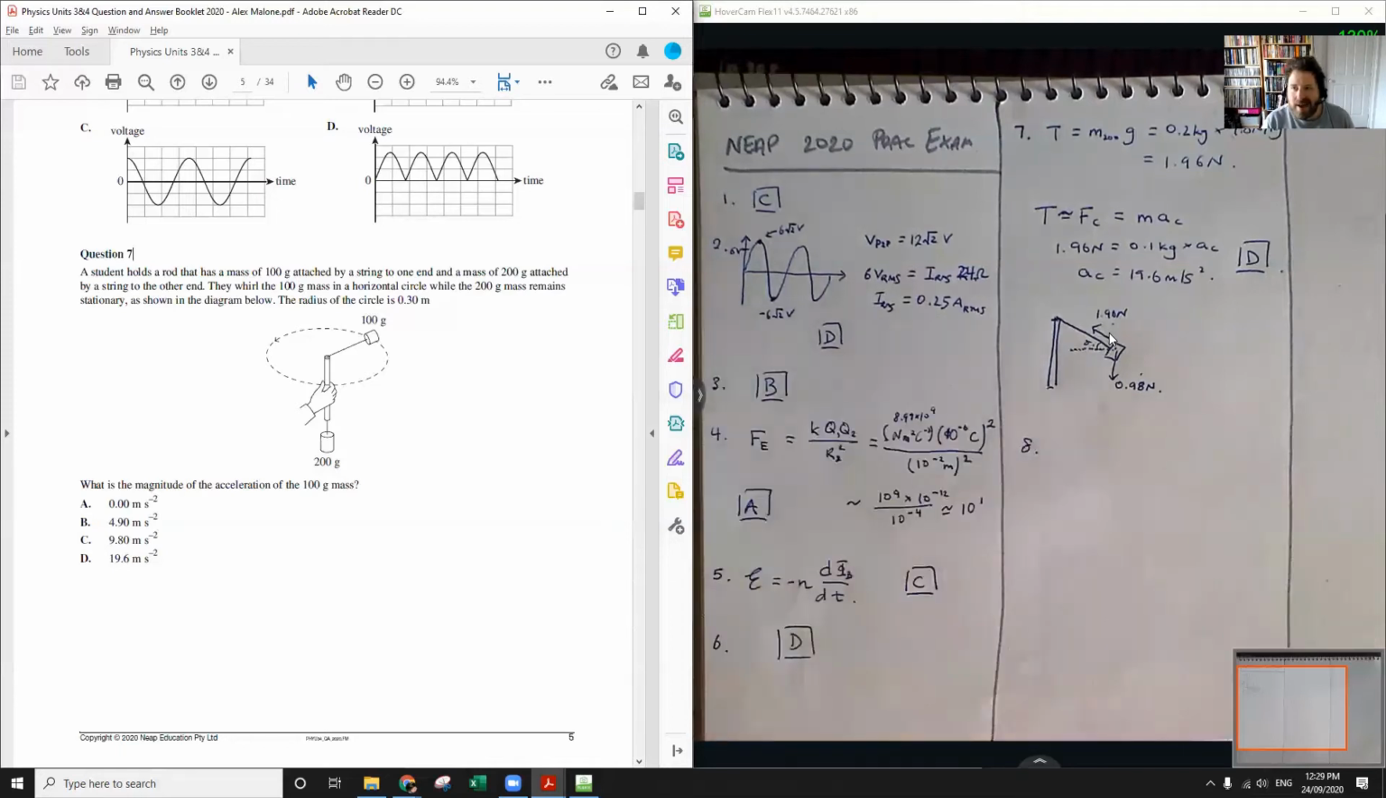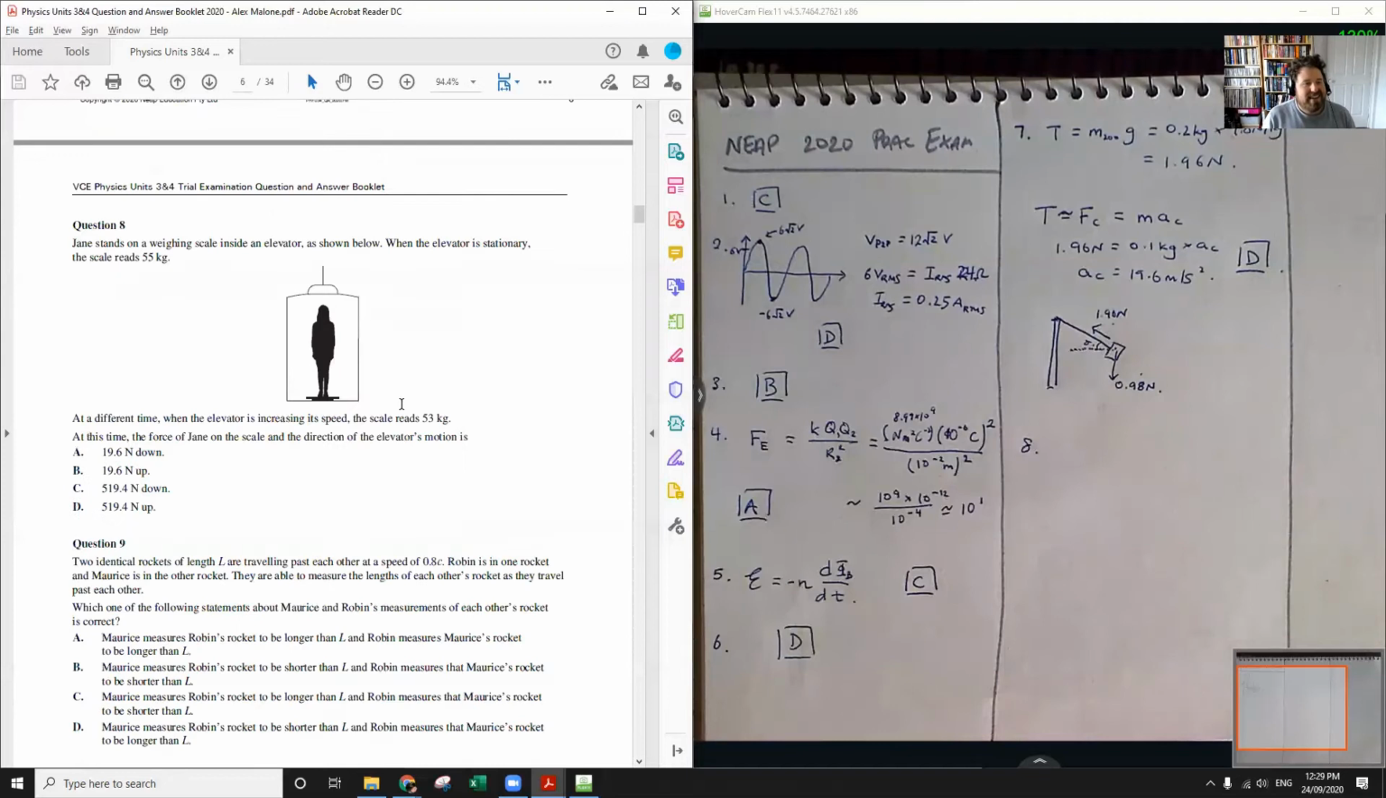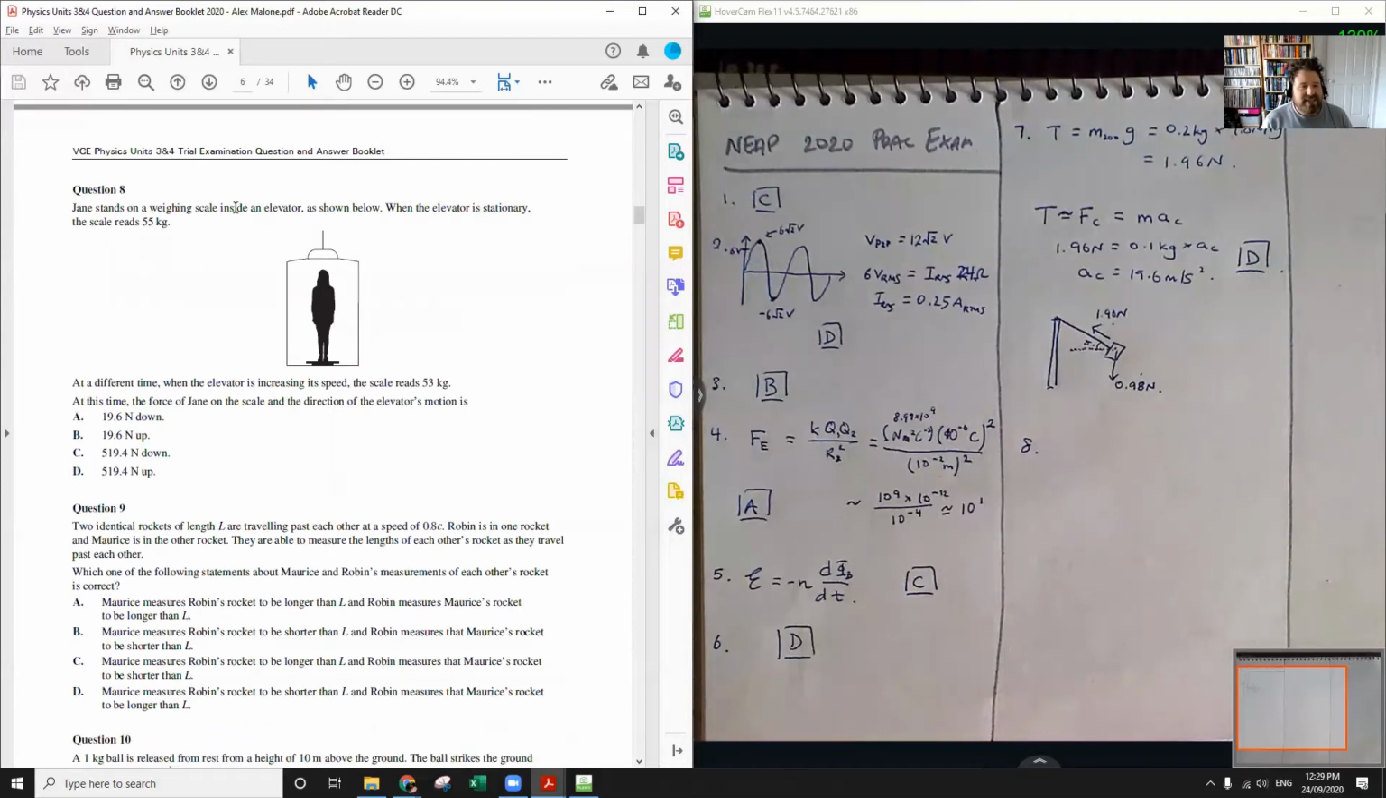Now, let's move on from that. All right. Jane is going to stand on a weighing scale inside an elevator as shown below. When the elevator is stationary, the scale reads 55 kilograms. Okay, so she weighs 55 kilograms. At a different time, when the elevator is increasing its speed, the scale only reads 53 kilograms. At this time, what are the force of Jane on the scale and the direction of the elevator's motion? Okay, so the scale is directly reading the force that Jane is acting on it with.